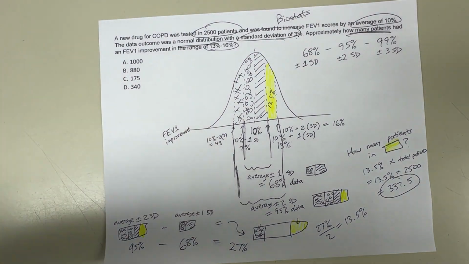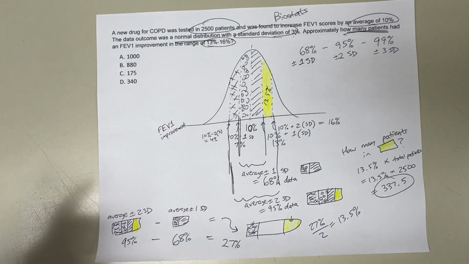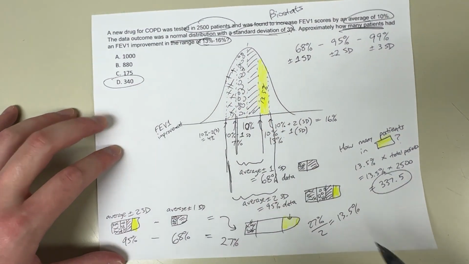And you notice the answer choices, they'll be all like really far away from each other. So you just round it to the nearest number. In this case is D, 340.